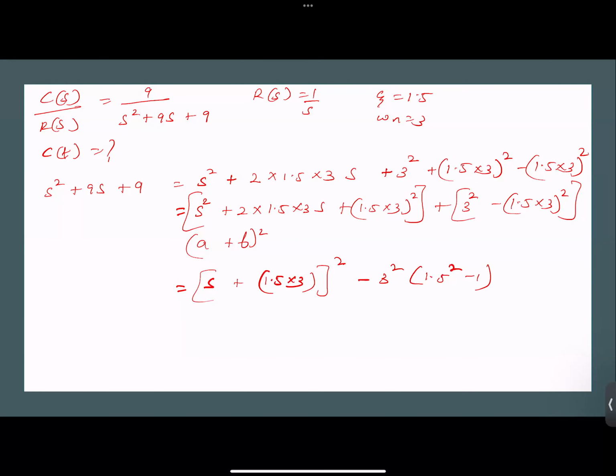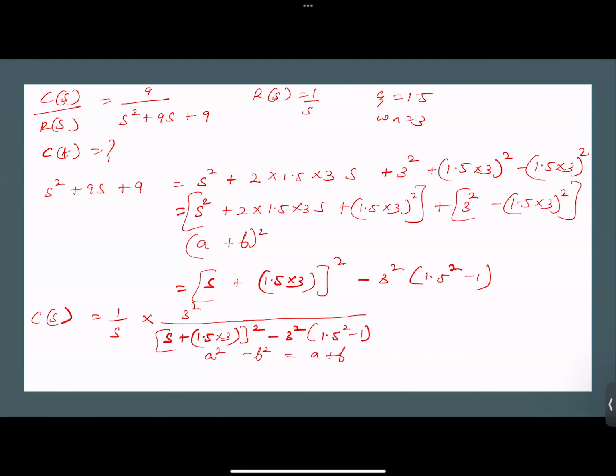Okay. So now let's plug it back into the main equation. So C of S is basically R of S into, so R of S is 1 by S into numerator can be written as 3 square and the denominator is this quantity, which is S plus 1.5 into 3 square minus 3 square 1.5 square minus 1. Now this is in the form of a square minus b square, and that is equal to a plus b into a minus b. Correct?